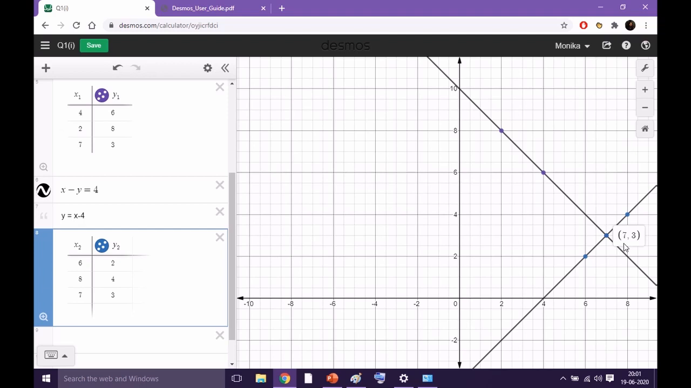But listen, the question was not to find out the values of x and y. Question was to find out the values of boys and girls. So here we have taken x as the number of girls. So it means number of girls were 7 and number of boys were, that was y, and it will be 3.